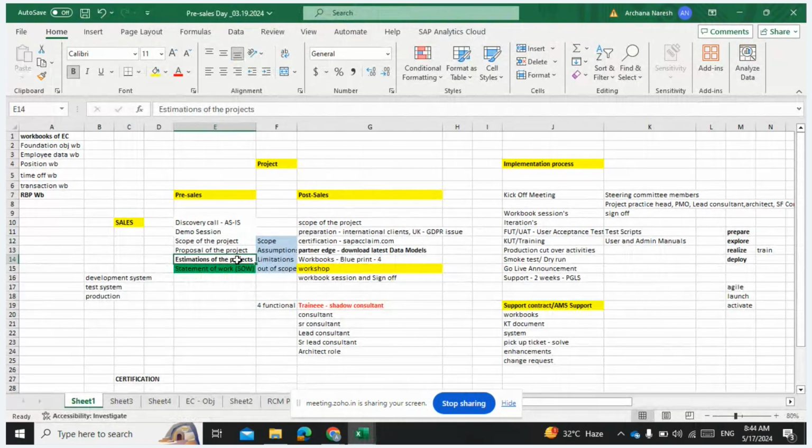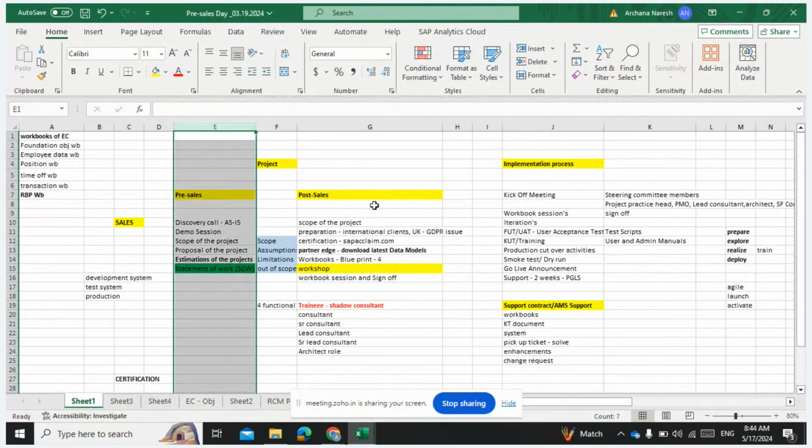Okay, once all of this is done and you get a green go from the client, then the statement of work is released, which is called SOW. Once the statement of work is released, it means that Infosys won Myntra's project. It's done, bingo. Then comes the post sales process.